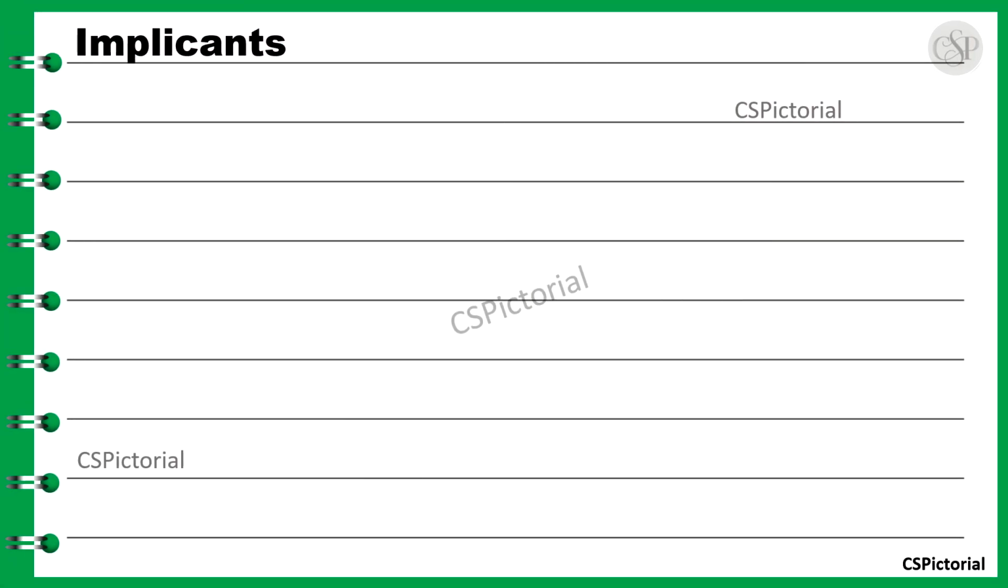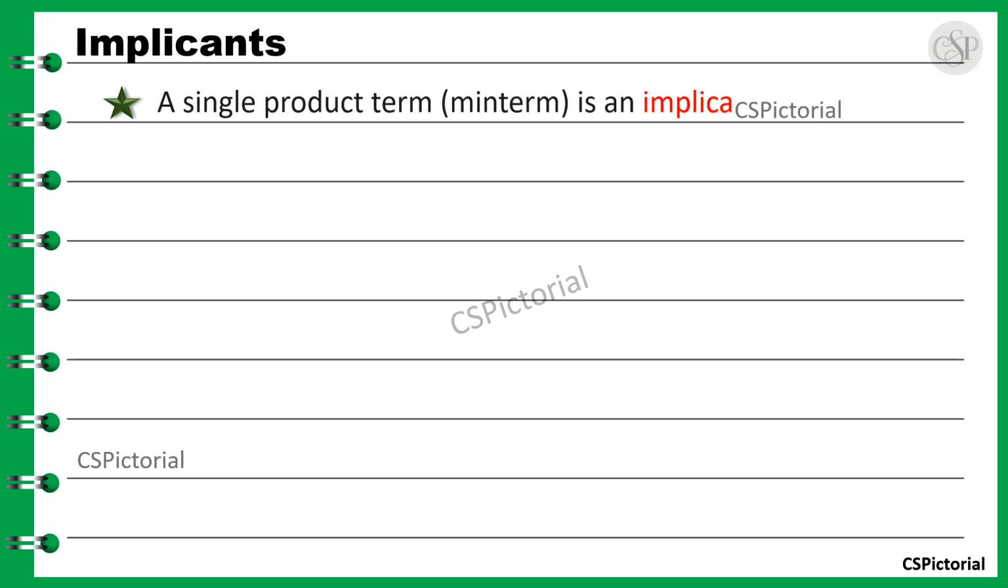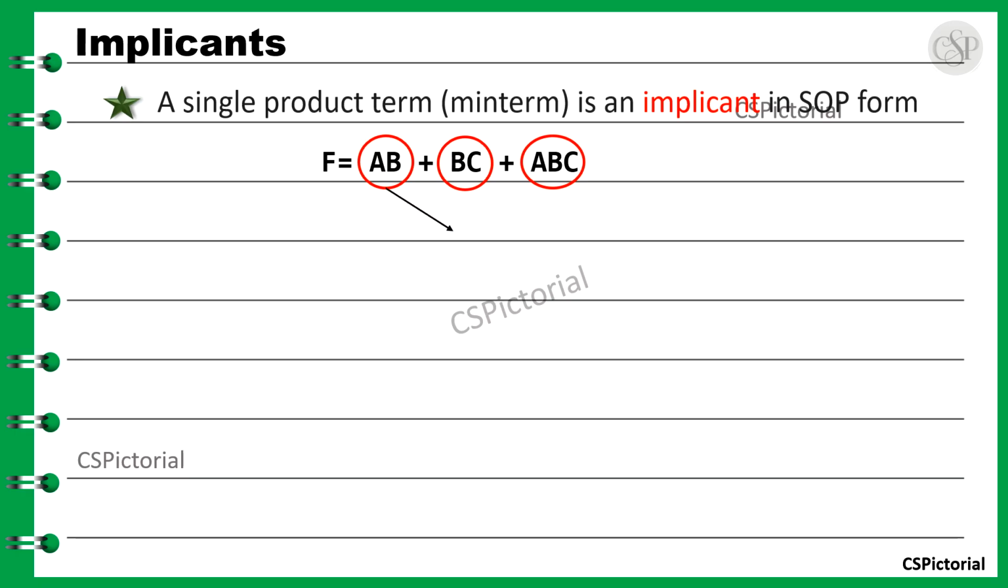First of all, let us understand what an implicant means. A single product term, that is the minterm, is an implicant in SOP form. For example, in this Boolean expression f equal to AB plus BC plus ABC, each individual minterm is an implicant. Thereby, this expression has three implicants.